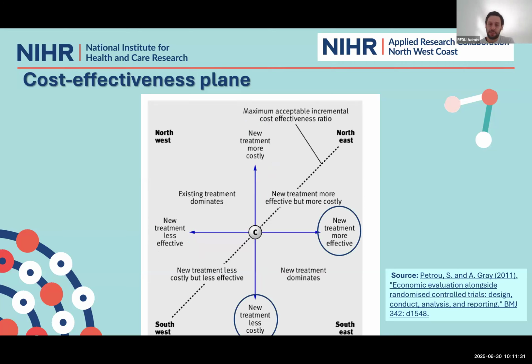Moving to the southeast quadrant instead, we've got the opposite scenario, where the new treatment is more effective and is less costly. So in this case, the new treatment will dominate the existing treatment.